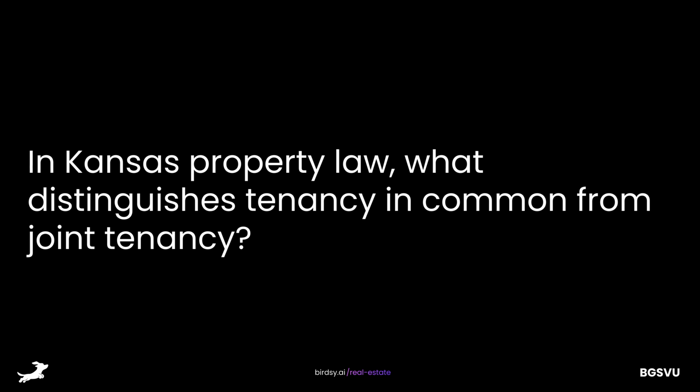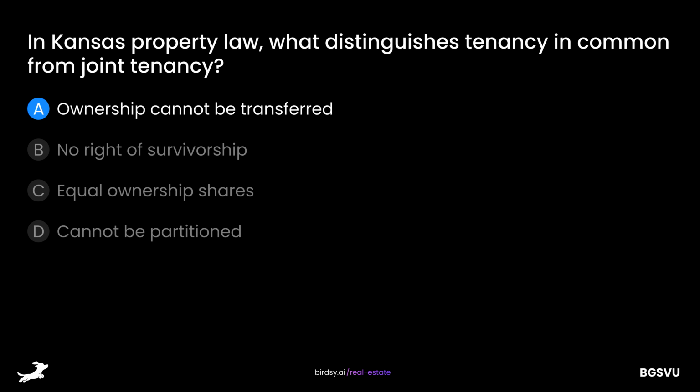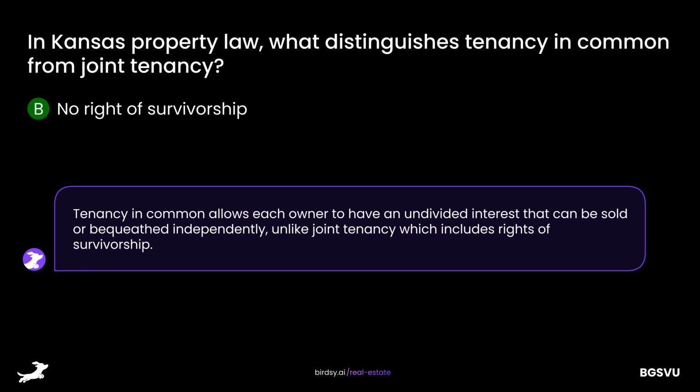In Kansas property law, what distinguishes tenancy in common from joint tenancy? Is it A, ownership cannot be transferred, B, no right of survivorship, C, equal ownership shares, or D, cannot be partitioned? The answer is B, no right of survivorship. Tenancy in common allows each owner to have an undivided interest that can be sold or bequeathed independently, unlike joint tenancy, which includes rights of survivorship.